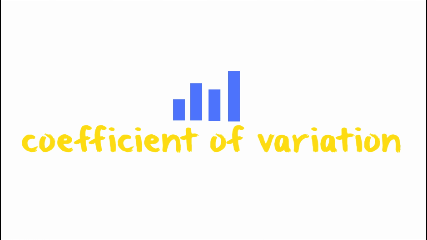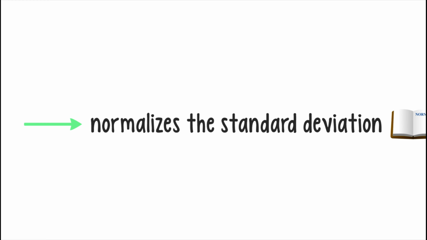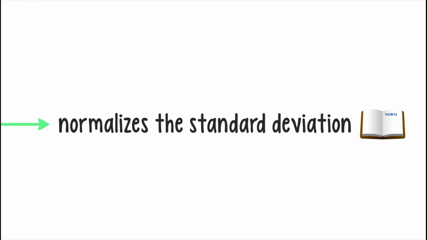Today, we will take a look at the so-called coefficient of variation in statistics. Like variance or standard deviation, the coefficient of variation is a measure of dispersion in statistics. The purpose of the coefficient of variation is to normalize the standard deviation, thereby enhancing its interpretability, and it can also be understood as a relative measure of comparison.